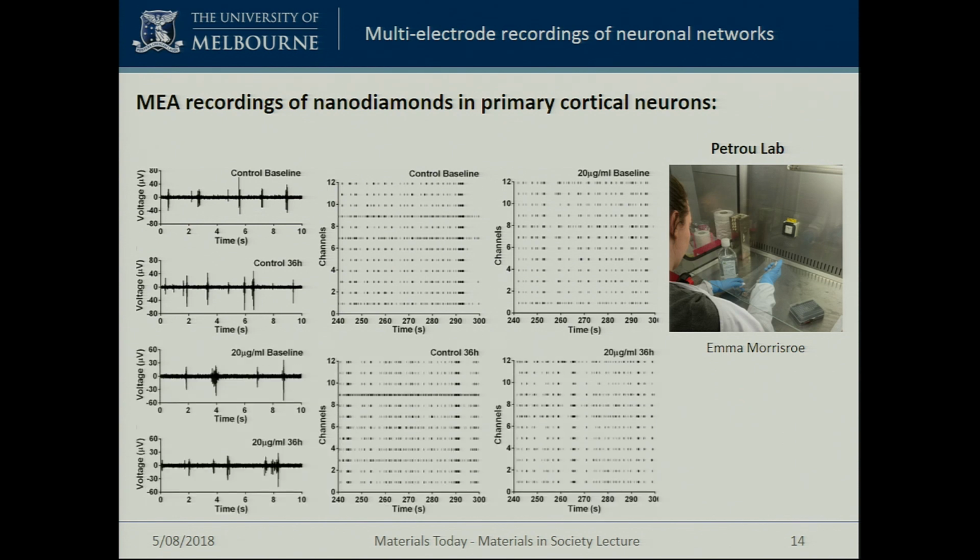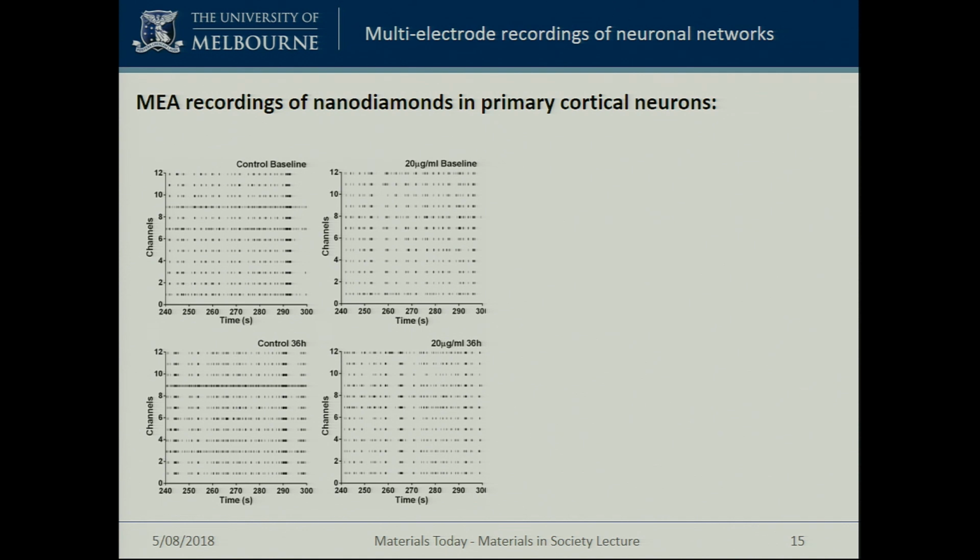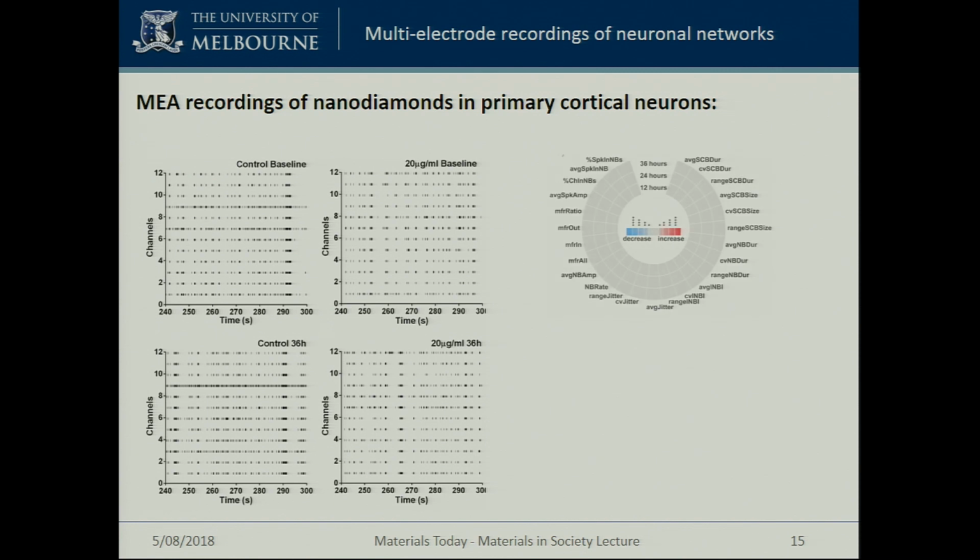And so after we added the nanodiamonds, these are what the recordings look like. Just comparing the raster plots, you can't really get a feel for whether there's a change in the dynamic or not. So what you need to do is a more rigorous analysis, and this is what the team at the Neuroscience Institute have been doing.